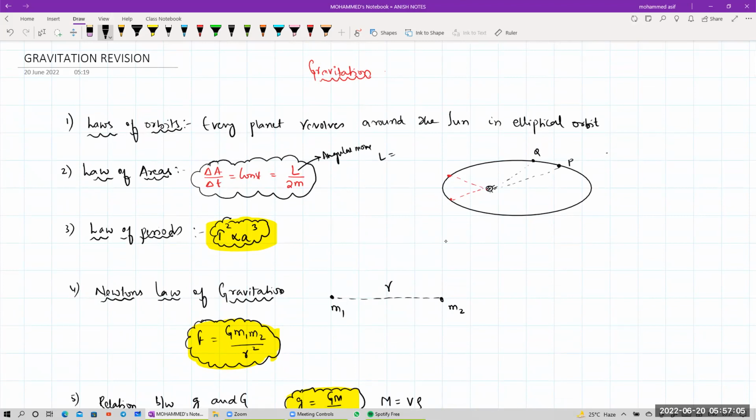In rotation, angular momentum is I omega. And in mechanics, L is equal to mv into r, or L is equal to r bar cross p bar. What is p? P is momentum. P is equal to mass into velocity. These are the standard formulas which you need to remember to do the numericals on your gravitation.